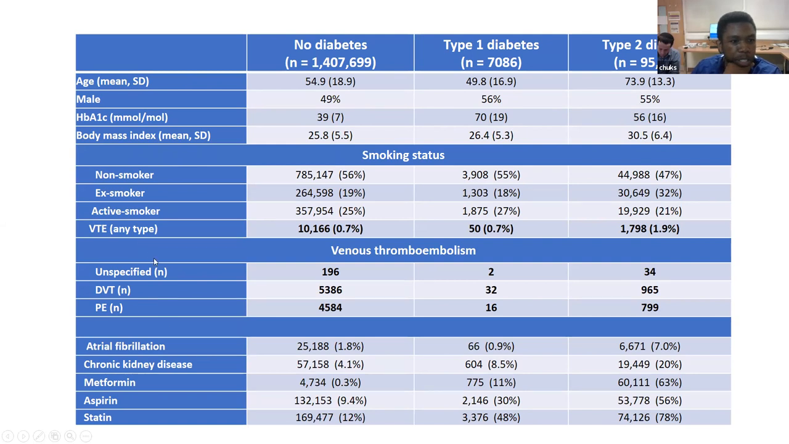But if we focus our attention more towards VTE, just put the actual N numbers and percentages here, see proportionally more VTE actually in type 2 diabetes. And I guess that goes across all the different types of VTE. So just looking at the figures at a glance, one would suggest that in fact type 2 diabetes have a higher risk, but we'll look at the more detailed analysis. Yeah, and from the databases, you get these numbers like 1.4 million controls, which is a problem to me, but anyway.